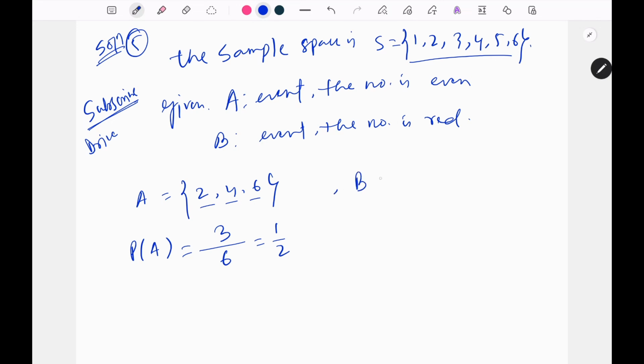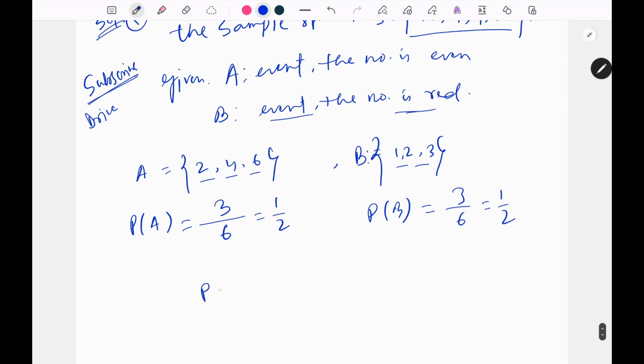And what is the outcome for B? Event that number is red. See in the question, the 1, 2 and 3, these 3 numbers are marked in red. So the probability of B will be, how many are there? 3 divided by total is 6. So this will also be 1 by 2.